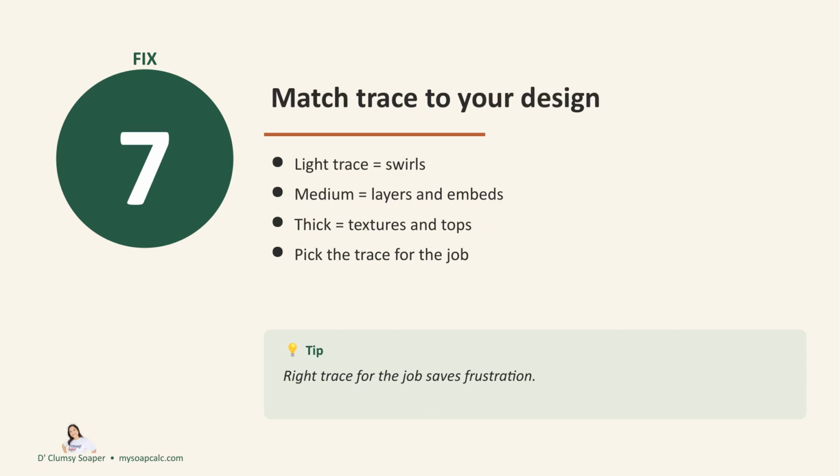Now that you understand what trace actually is, let us talk about putting that knowledge to work. The trace level you target should be a deliberate choice based on what your finished bar needs to look like. Light trace keeps your batter fluid and workable, which is exactly what you need for swirls and intricate color patterns. Medium trace gives you enough body to hold layers cleanly and support embeds without them sinking. Thick trace is your friend for textured tops and rustic peaks. Match the trace to the design first, and half your frustration disappears before you even pour.